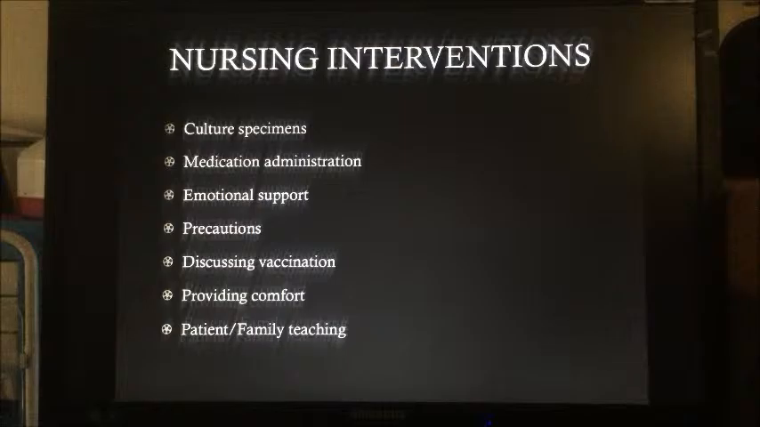The nurse should also make sure the patient is comfortable and that the parents of children that have HIB are informed of the disease and of all the care the patient is receiving and needs.